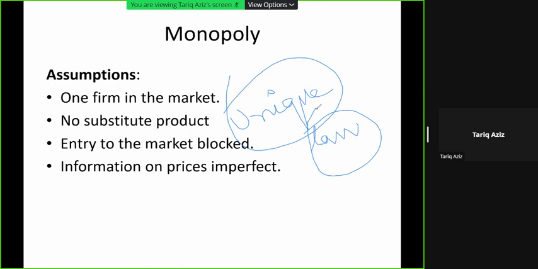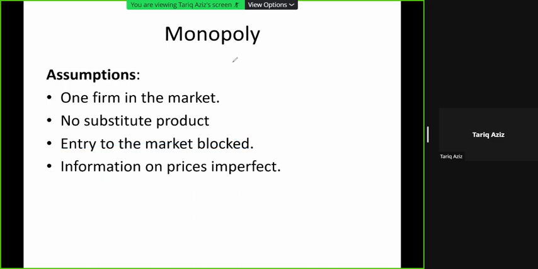Then the fourth feature on the basis of which we can define a monopoly market is that information is imperfect. Information regarding the prices of that product is imperfect. So it is not known to the market what the prices are, or what the costs involved in the production of that particular product are. Very little is known about that product. So availability of imperfect information regarding that product, or that service if it is a service, is another feature of a monopoly market.